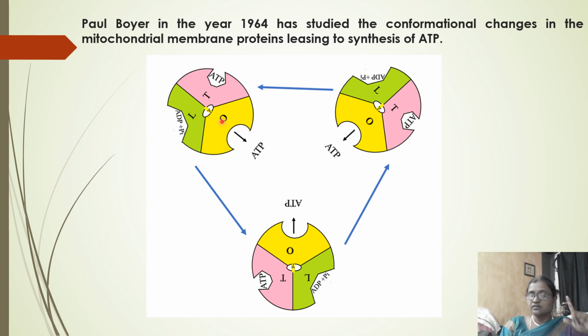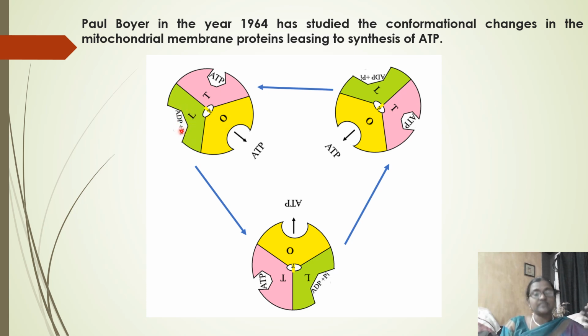So the three beta subunits exist in three conformations. First is the O, which is the open conformation. Then you have the T conformation and the L. L means it's a loose conformation, while T means it is a tight conformation. Okay, once again, open, loose and tight conformations. So due to the proton gradient, the beta subunit will be in the L conformation. That means loose conformation. That will be allowing ADP and inorganic phosphate to bind to it.